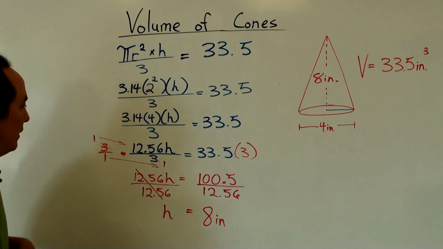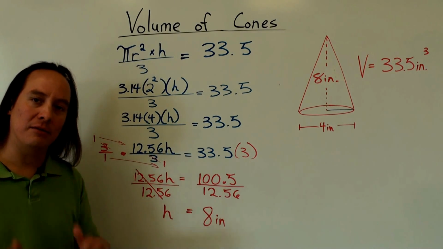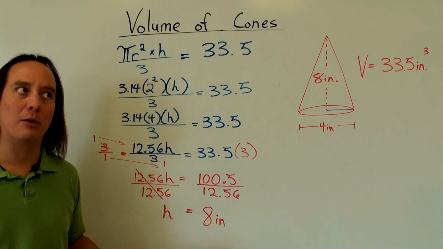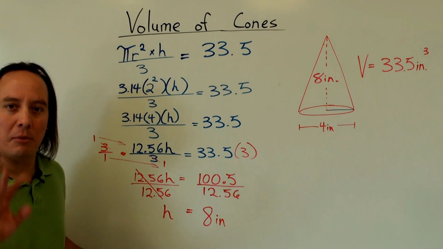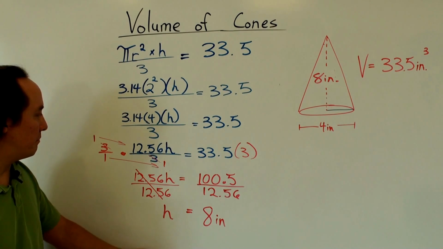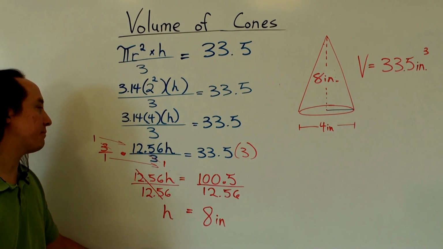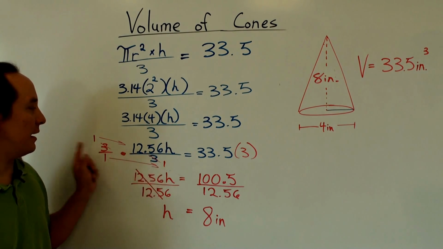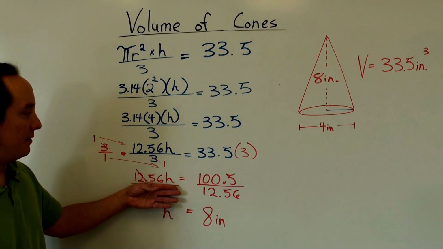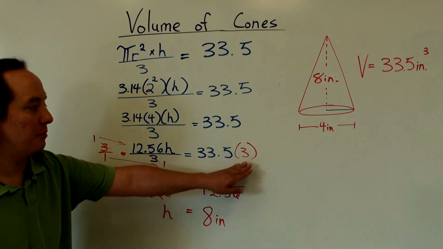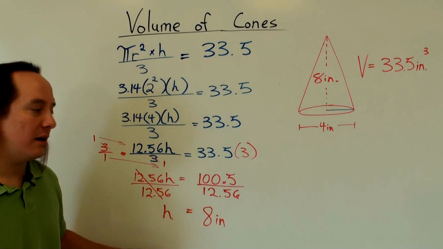And then I changed colors because I think this is where people get really confused when they have to get rid of a fraction. Go back and check out those videos on solving algebraic equations with fractions. It might not be labeled like that, but it's in there, I promise. And this is where we have to cross cancel the 3's, leaving us with 12.56, and then we multiplied this side by 3, the other side by 3, and got 100.5.